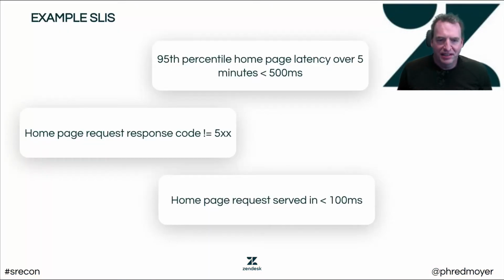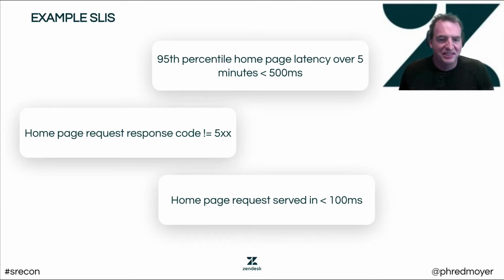Here are 3 sample SLIs that we developed for our engineering teams. We start with simple examples to make the complex real-world examples possible. Let's walk through this. First, we have a time-based SLI. 95th percentile homepage latency over 5 minutes is less than 500 milliseconds. Now, we all know what that means. A second one is for availability and acts as an event-based SLI. The homepage request response code is not a 500, the dreaded internal server error. And a third, an event-based latency SLI: the homepage request was serviced in less than 100 milliseconds.